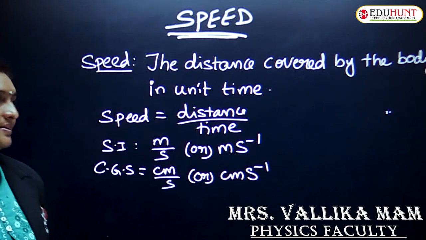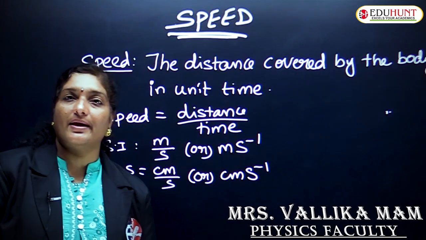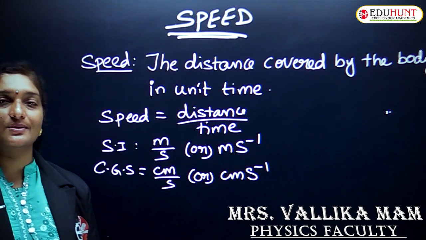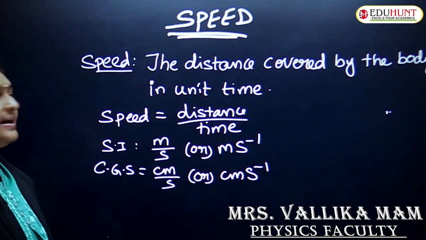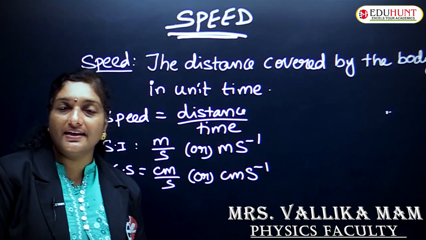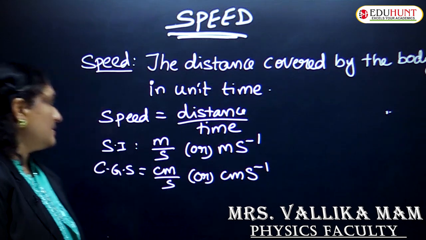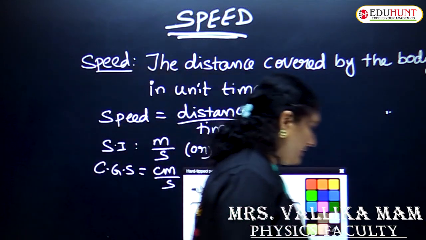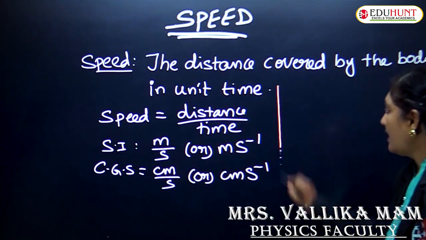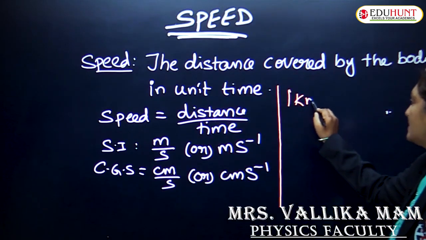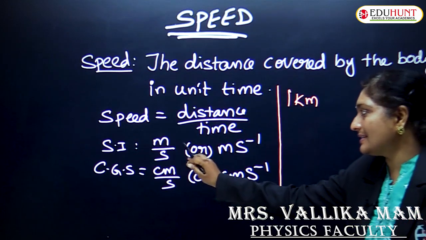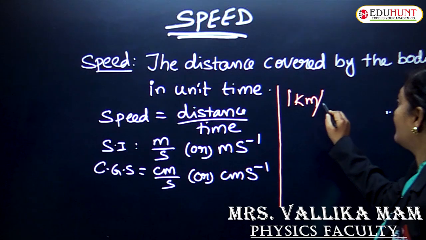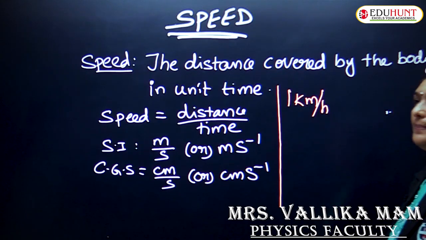So children, let us recall what is speed. The distance covered by a body in unit time is called speed. The mathematical formula is speed equals distance by time. And the SI unit for speed is meter per second and in the CGS system it is centimeter per second. One more interesting thing I would like to explain to you is how to convert kilometer per hour. Meter per second is the SI system and centimeter per second is the CGS system. There is one more interesting unit, that is kilometer per hour.